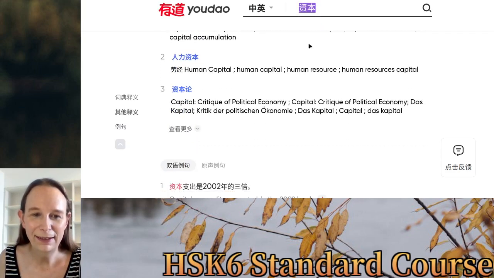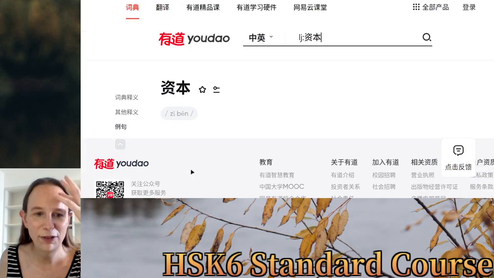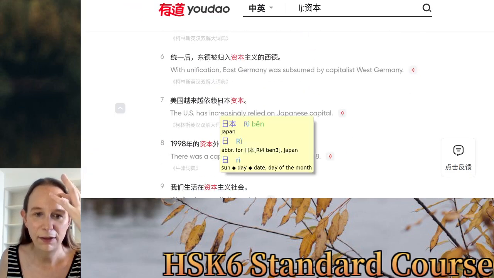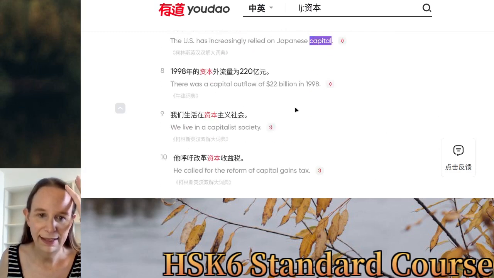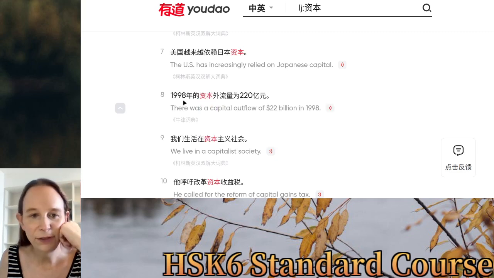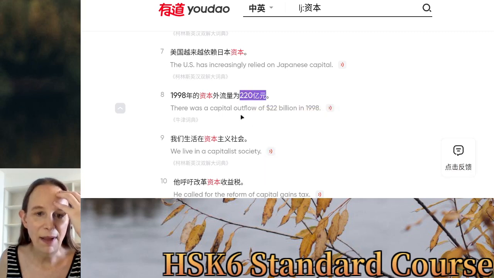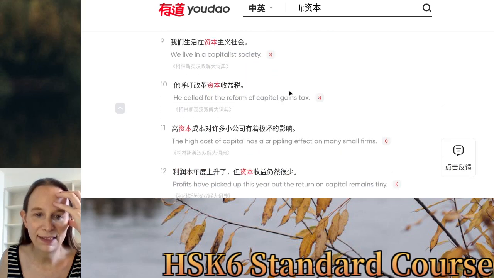Anyway, we're getting a little off topic. 资本. Yeah, 资本主义, capitalism, is mostly how it's used. 资本主义. 日本资本. So Japanese capital. There was a capital outflow. 资本. 1998年的资本外流量为220亿元, 22 billion. Okay. 我们生活在资本主义社会, capitalist society.